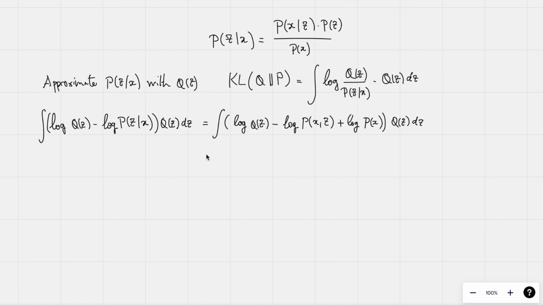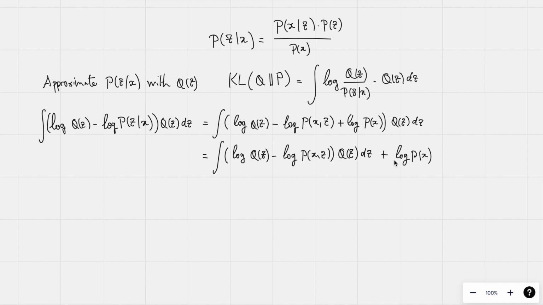So I can rewrite it now as the integral of the log of q of z minus the log of p of x and z, everything times q of z dz, and plus the log of p of x here. So I can take this out of the integral because this does not depend on z, and because q here is a probability distribution, it means that the integral of q of z dz is equal to 1.